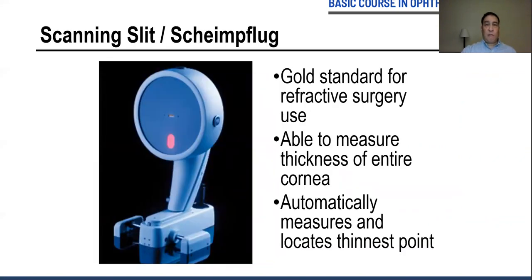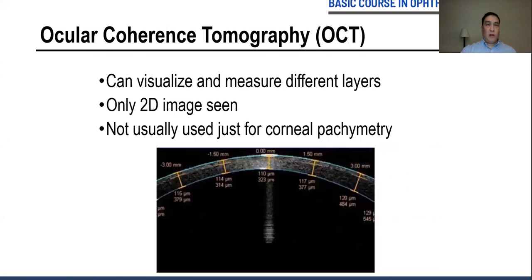Today, the gold standard for measuring corneal thickness or corneal pachymetry is a scanning slit or Scheimpflug imaging. This is the gold standard used for refractive surgery. It's able to measure the thickness of the entire cornea and automatically measures and locates the thinnest point of the cornea. You can also use an ocular coherence tomography to measure corneal thickness.